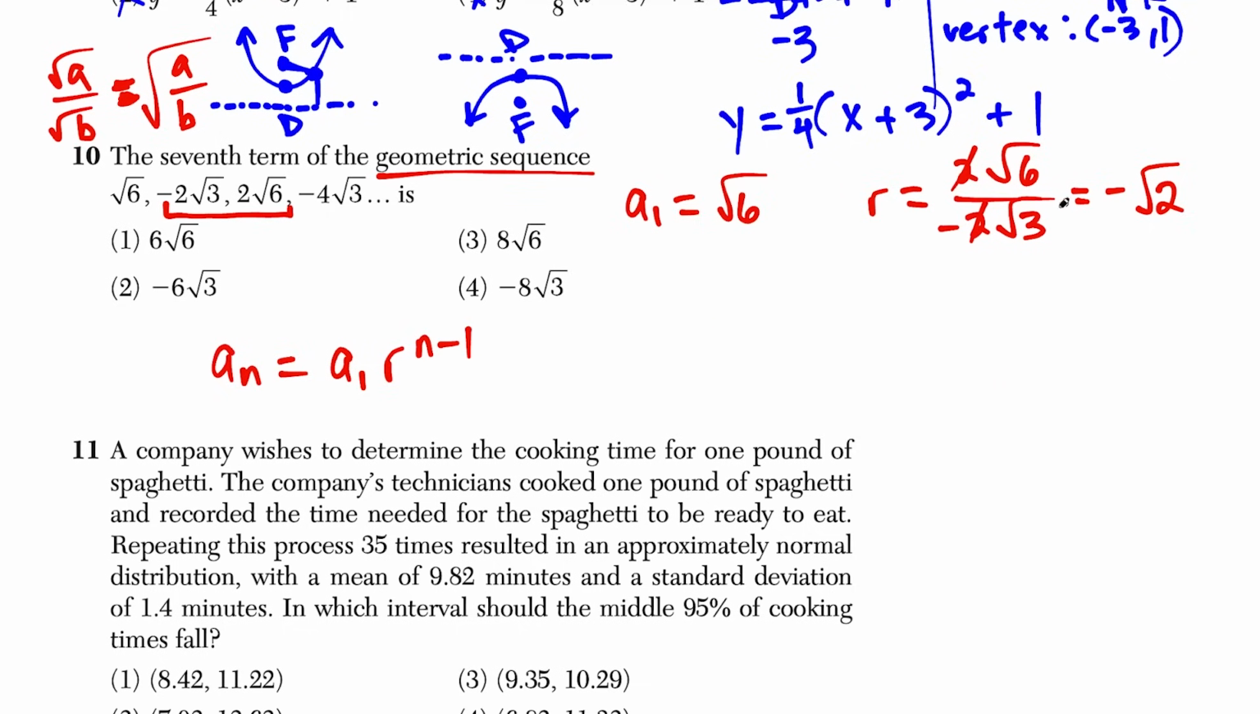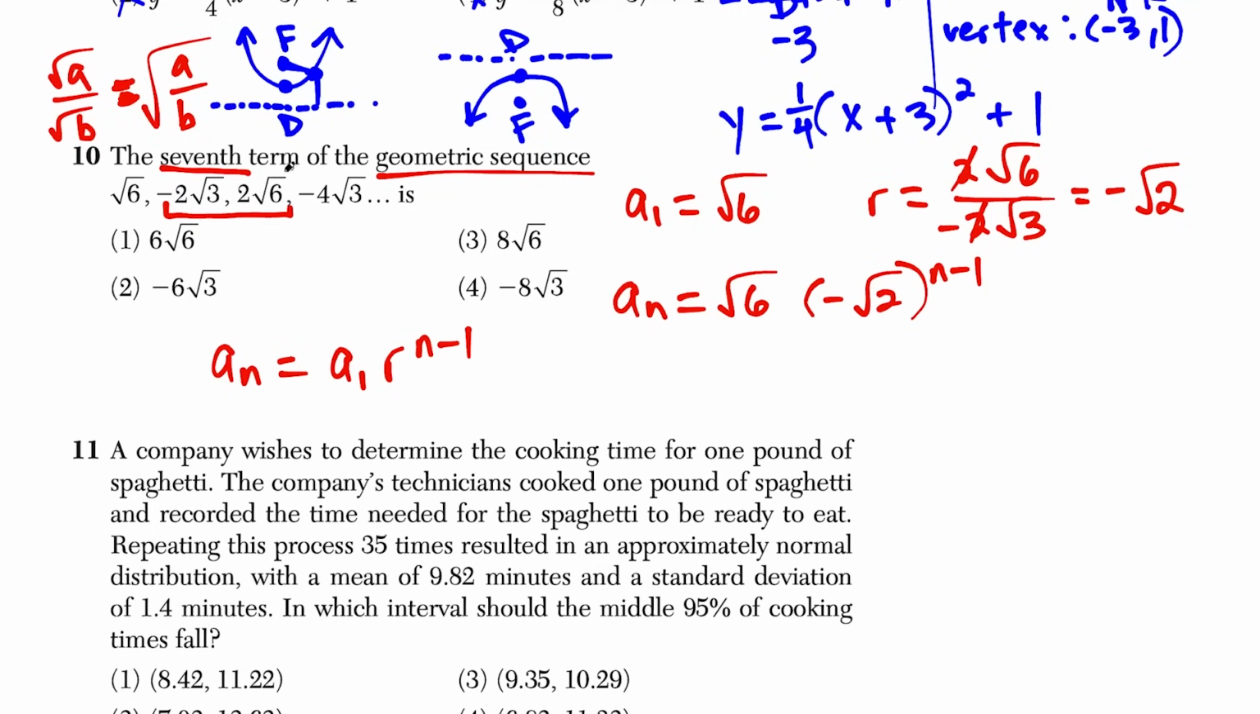So now that we did this, we have the r value and we have a sub 1, the first term. We can build our formula. So we have a sub n is equal to the square root of 6, and then r is negative square root 2, and we're raising this to the n minus 1 power. You could, of course, just find r and then get to the 7th term by brute force. But if you want a nice formula that you can just plug into, you can build the formula using the formula in the back of the test.